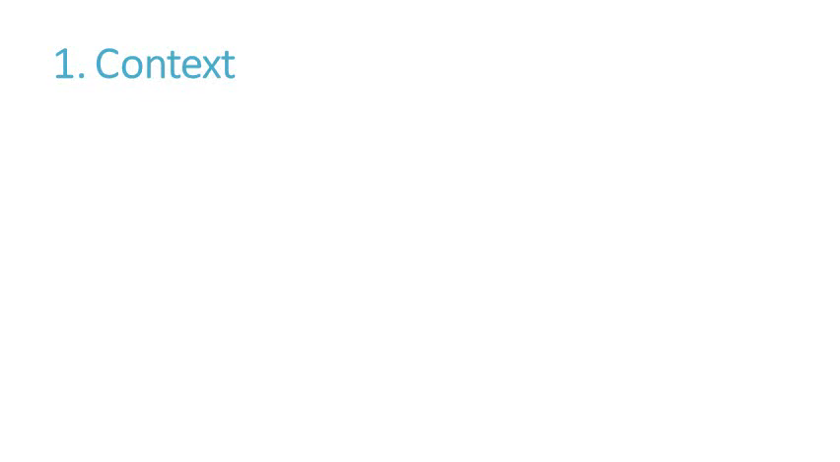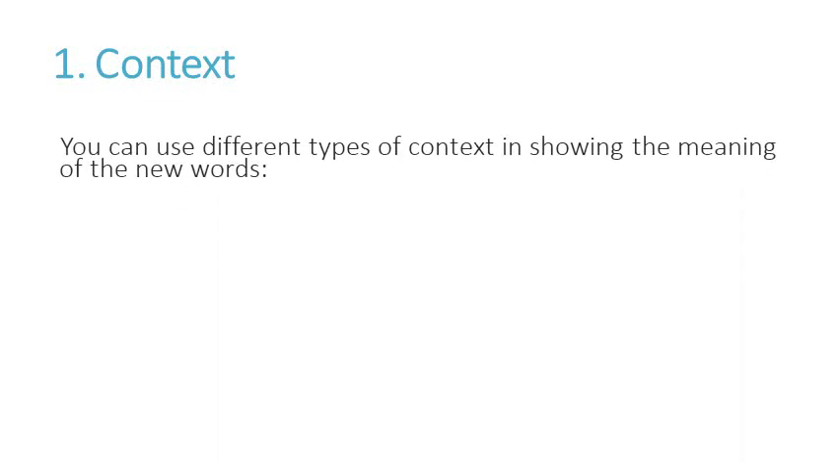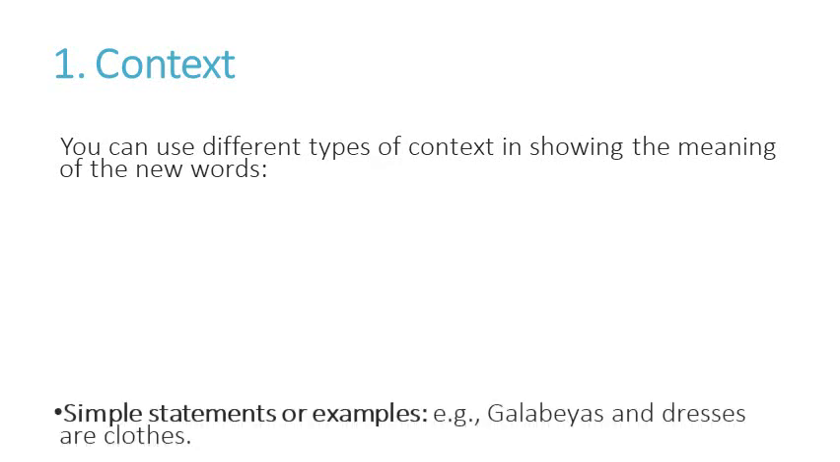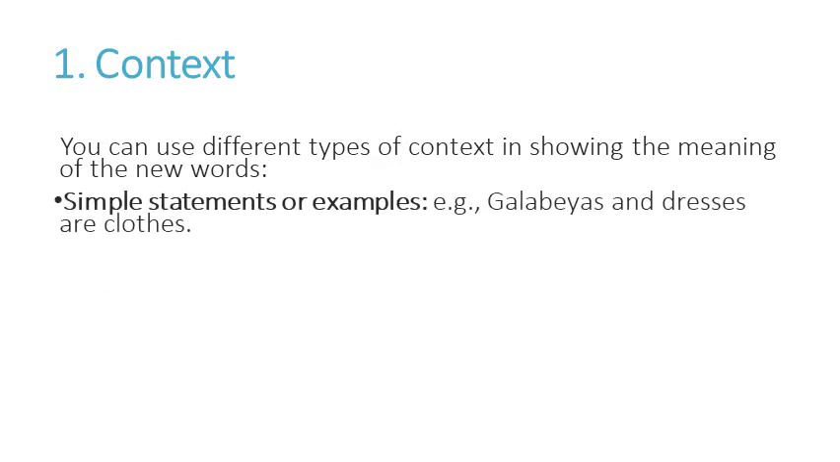Number one, presenting the words in context, because context is much more helpful to students rather than teaching words in isolation. So you can use different types of context in showing the meaning of the new words. Number one, in simple statements or examples.